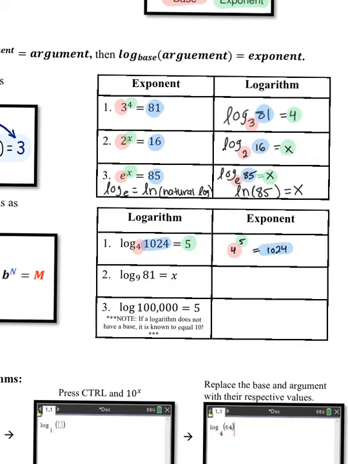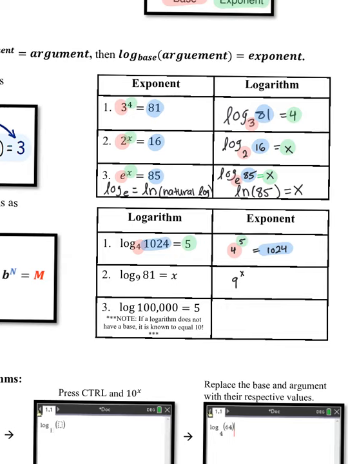Okay, let's try another one. On the next one, my base is 9. The number that comes after the equal sign is the exponent, so that's going to be an x, equals 81.